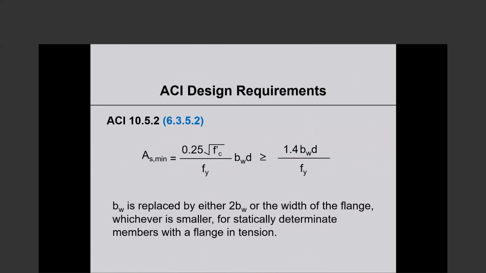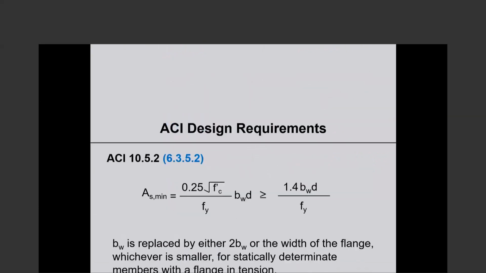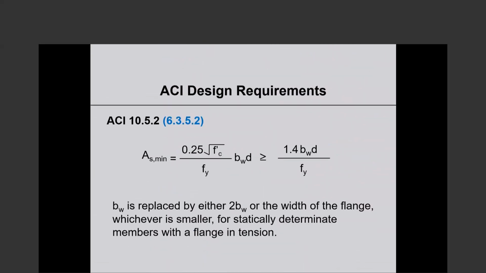Now, if it is a flange section, then the b sub w here, this is the same expression as on the previous slide. This is for a rectangular section. Now we are talking about a flange section. For a flange section, this b sub w is replaced by either 2 b sub w or the width of the flange, whichever is smaller, for statically determinate members with a flange in tension.